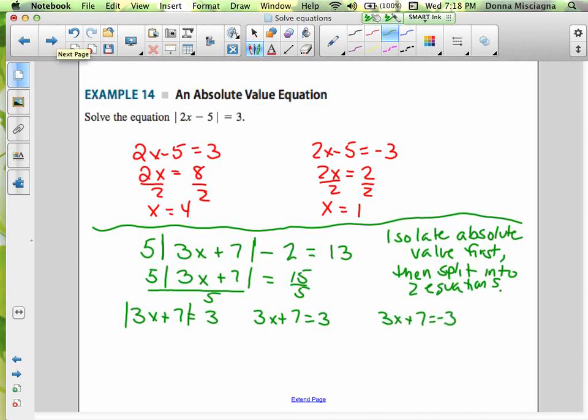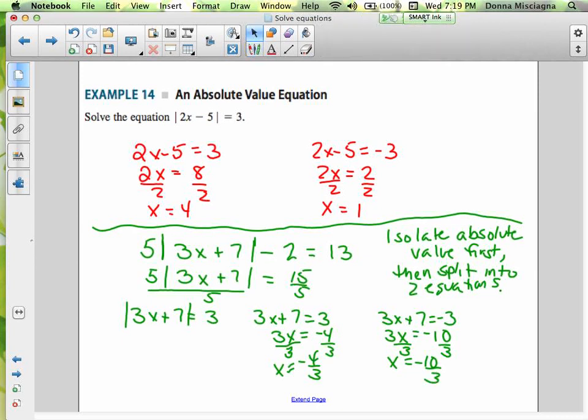And so we'll subtract 7 from both sides, so that would be 3x equals negative 4, right? 3 minus 7 would be negative 4. And then we'll divide both sides by 3, so x is negative 4/3. And then here we'll subtract 7 from both sides. So 3x is equal to negative 10, divide by 3, and x is negative 10/3.